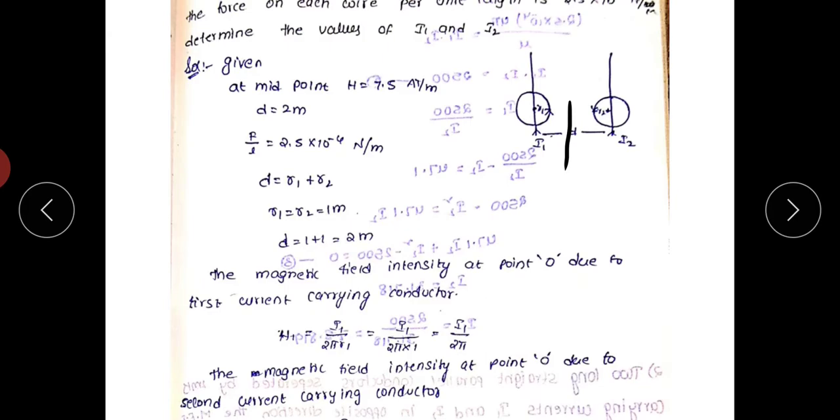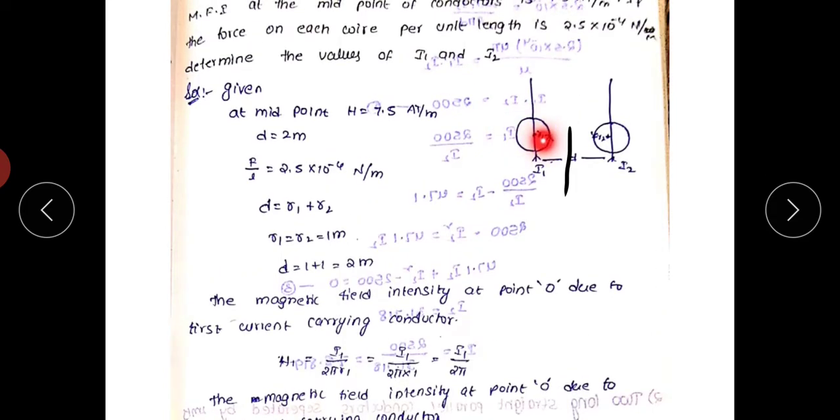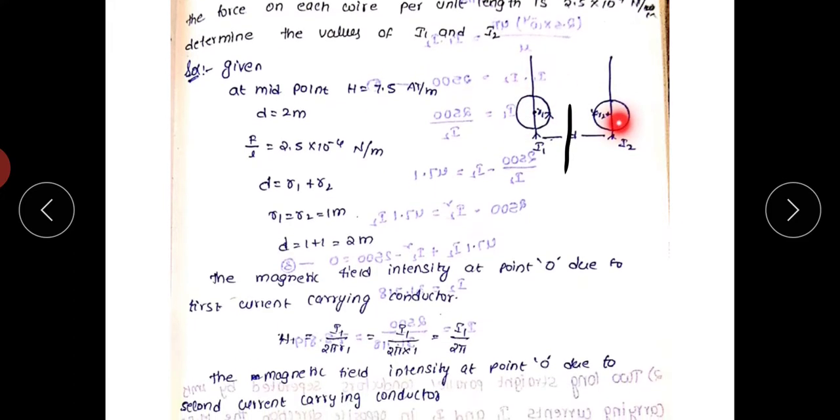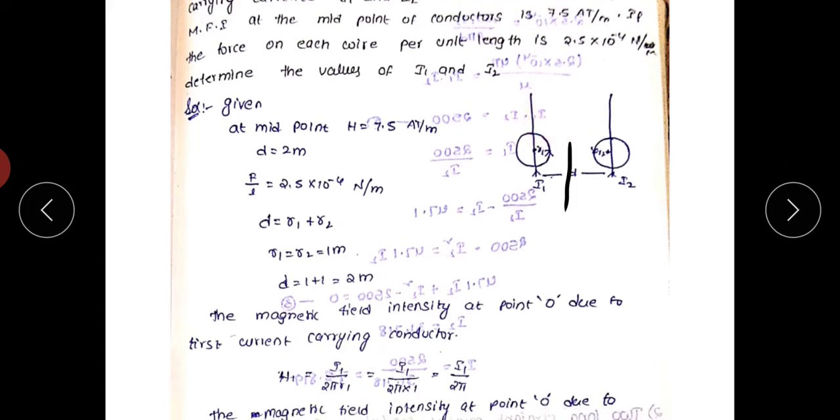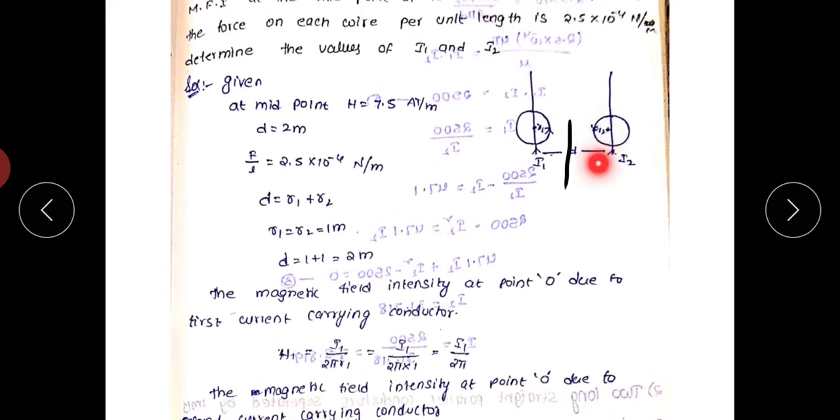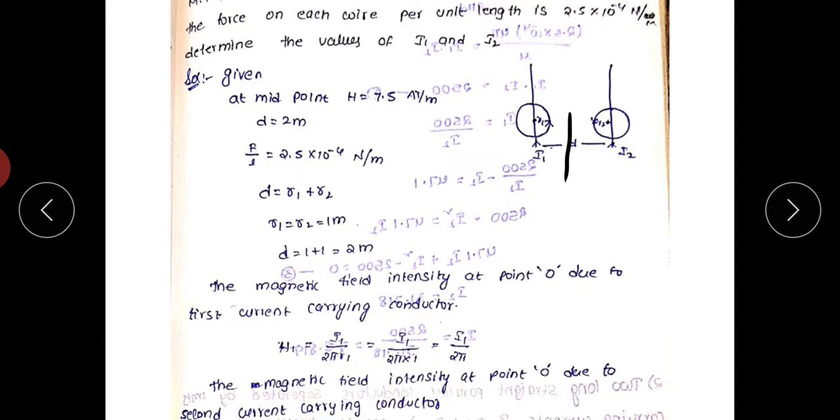Between the conductors, find the magnetic field direction by applying the right hand thumb rule. The current direction is upward, so applying the right hand thumb rule, the magnetic field direction is anti-clockwise for both the first and second conductors. Between the conductors, the first conductor's magnetic flux direction is upward, and the second conductor's is downward. So at the midpoint the two magnetic fields are in opposite directions.